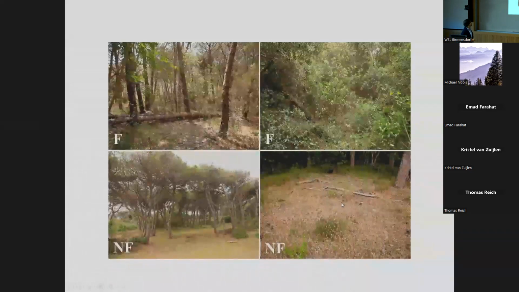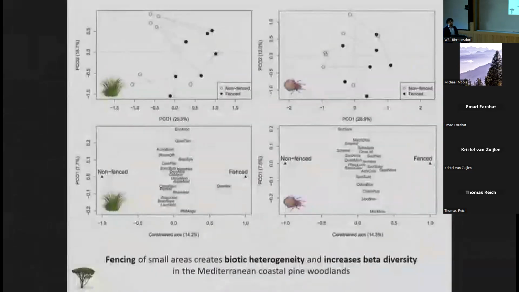And we found an effect of fencing, which at small scales improves and increases the biotic heterogeneity and increases beta diversity for both plants and mites.